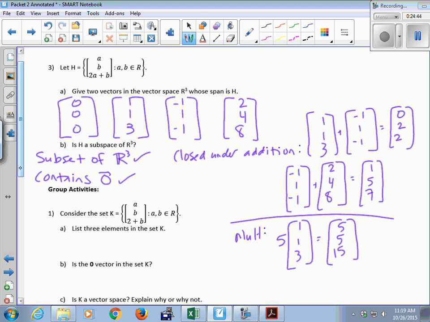Okay, so same kind of ideas in your group activities. I'm giving you sets. You tell me whether or not they are vector spaces or subspaces, or neither.